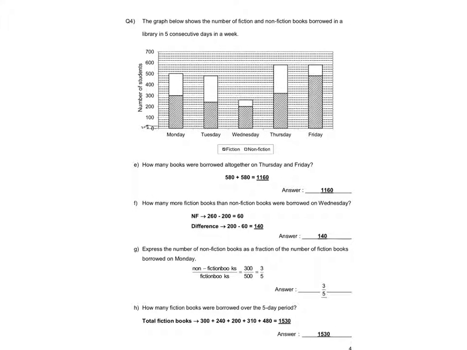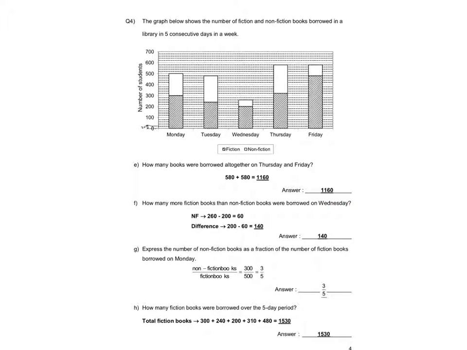So you can find out the answer from the height of the bar. Now, how many books were borrowed altogether on Thursday and Friday? You are looking for the total. Thursday and Friday, 580, and this one is the same as 580. So you just add everything together, and you get 1160. Then how many more fiction books than non-fiction books?